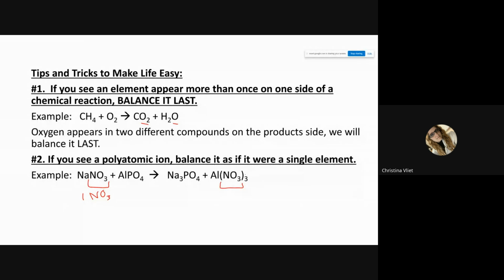The number in the subscript. You've got 3 NO3s in the product side. So if you see a polyatomic ion, it is going to be much better for you if you balance it together, if the same polyatomic ion shows up on both sides. Like I said, we're going to see this in examples as we work through. And I'll bring up these tips again to help out.